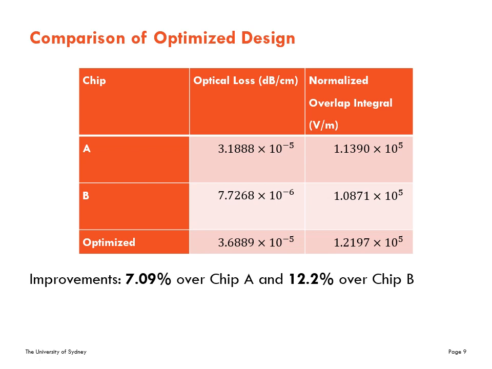I compared the optimized cross-sectional design with two chip designs which had already been fabricated, which I will refer to as chip A and chip B. The optimized design showed a 7.09% increase in the electro-optic overlap over chip A and a 12.2% increase over chip B with similar optical losses.